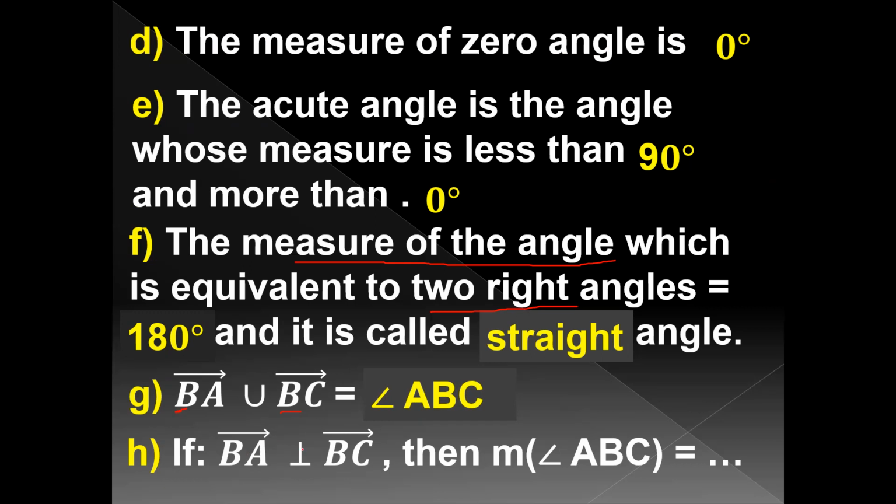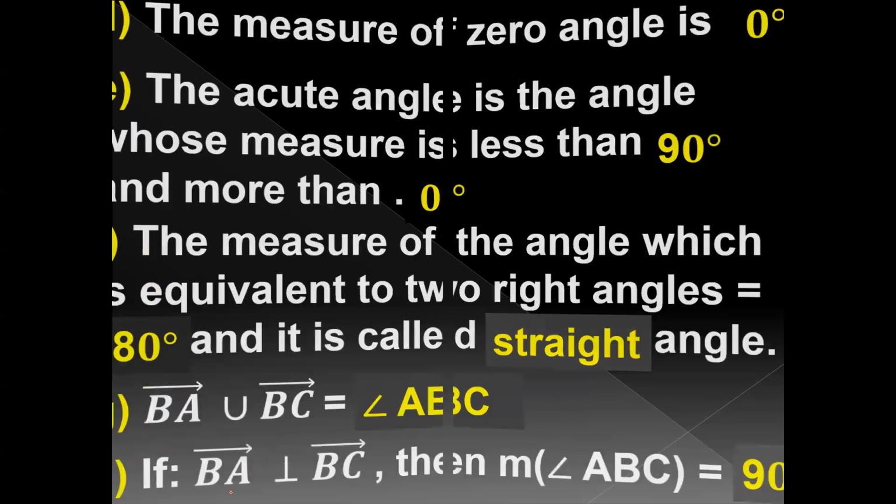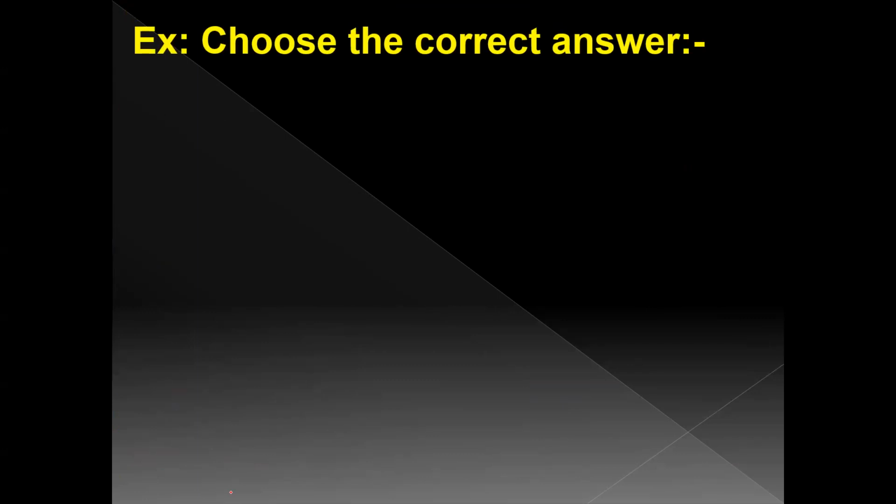If BA is perpendicular to BC, then what is the measure of angle ABC? Since the two rays are perpendicular, the angle will be a right angle and its measure will be 90 degrees. This is the correct answer.